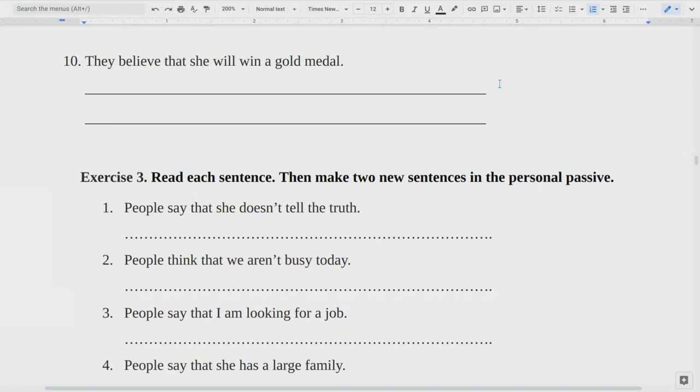It is believed that she will win a gold medal. Personal. She is believed to win a gold medal. Yes, very good. To win, short there.